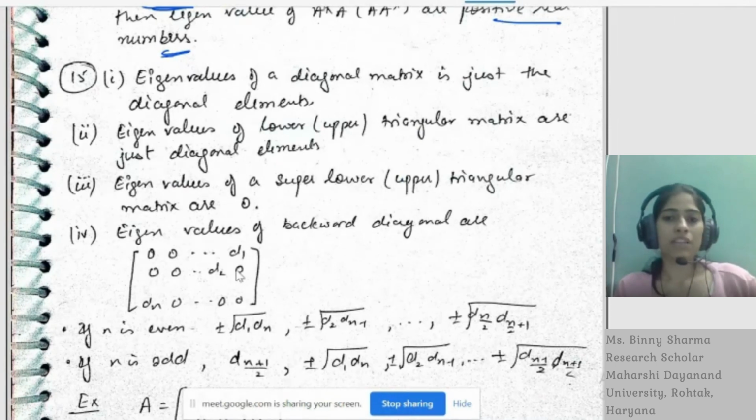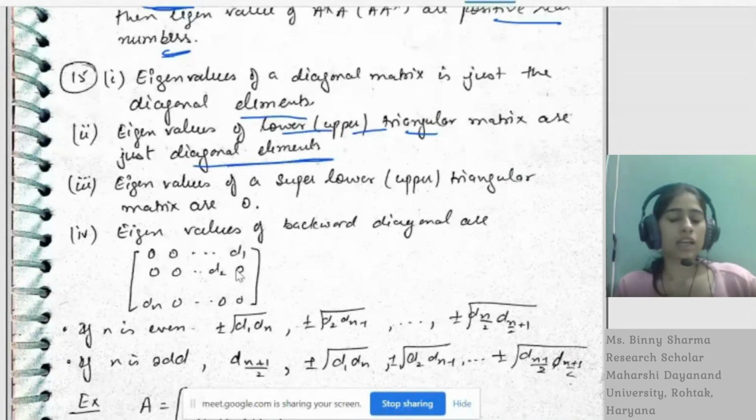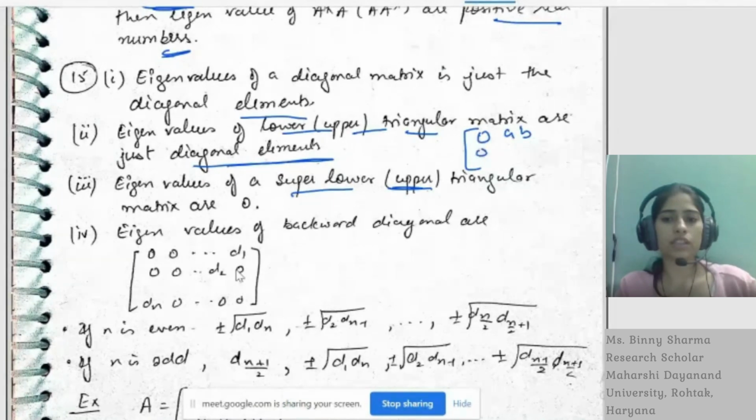Eigenvalues of a diagonal matrix are just the diagonal elements. Similarly, eigenvalues of a lower or upper triangular matrix are just the diagonal elements. The eigenvalues of a super lower or super upper triangular matrix are 0. Super lower, super upper triangular means this type of matrix. So all its eigenvalues are 0.